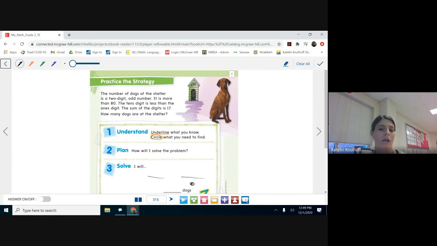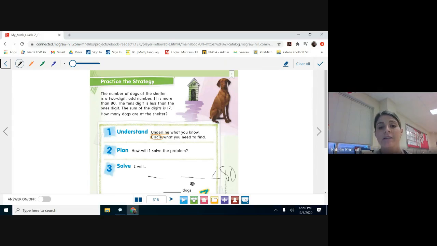Our odd numbers are any numbers that we don't hear when we skip count by 2. So 2, 4, 6, 8, those are all even numbers. Any number you didn't hear, so 1, 3, 5, 7, 9, are odd numbers. And that number right there needs to be odd. It is more than 80, so this number is more than 80.